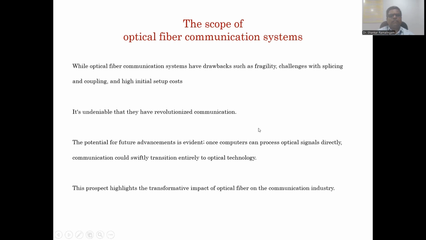So next, the scope of optical fiber communication system. While optical fiber communication systems have drawbacks such as fragility and challenges with splicing and coupling, and also high initial setup costs, it is undeniable that they have revolutionized communication. So the potential for future advancement is evident. Once computers can process optical signals directly, communication could rapidly transfer towards optical technology. This prospect highlights the transformative impact of optical fiber on the communication industry.